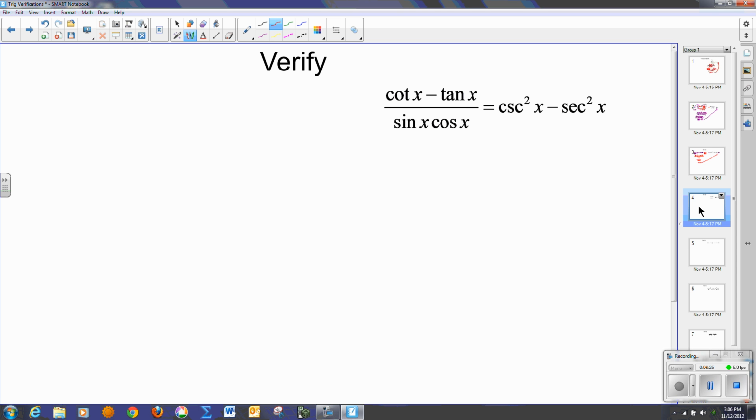All right, now, this is the first case where I don't have a singular term I'm trying to verify. So in other words, I'm not trying to get this rational function into one term. I'm trying to get it into two terms. So I got to think ahead a little bit. What I want is cosecant squared minus secant squared, which isn't an identity. Looks like one, but it's not.